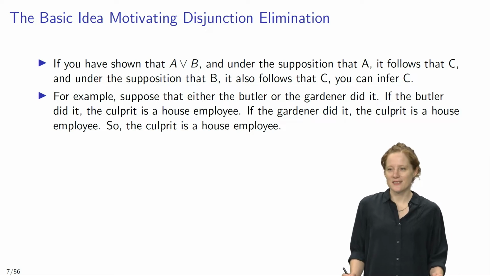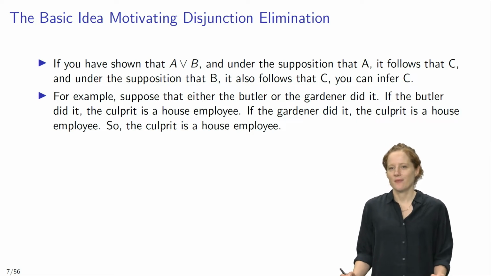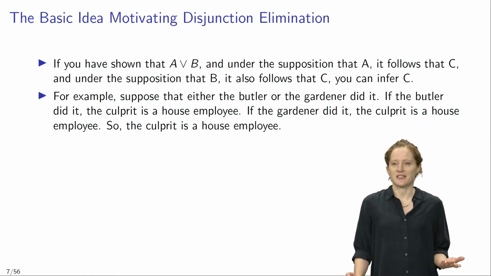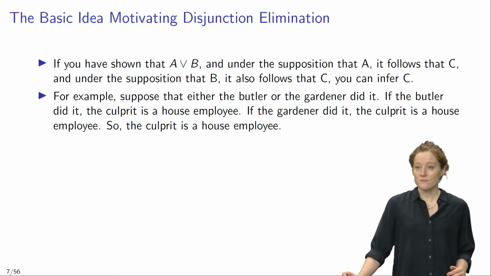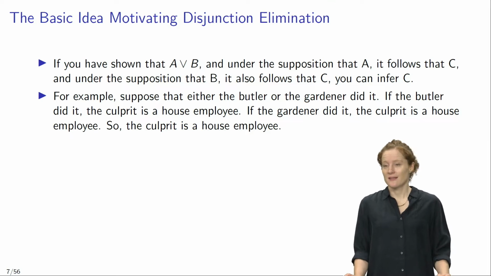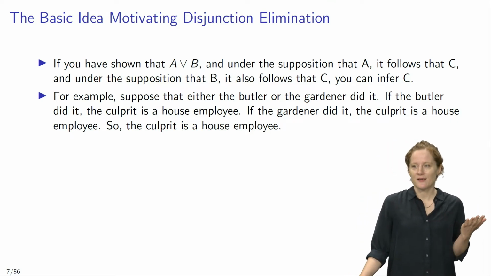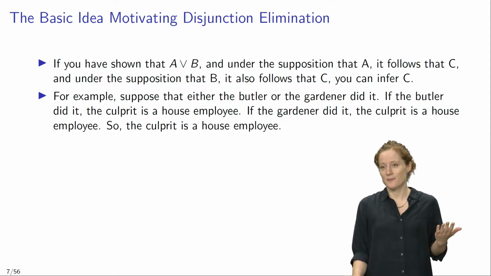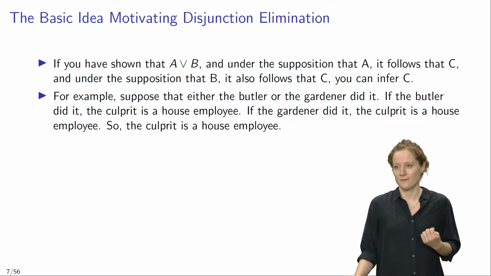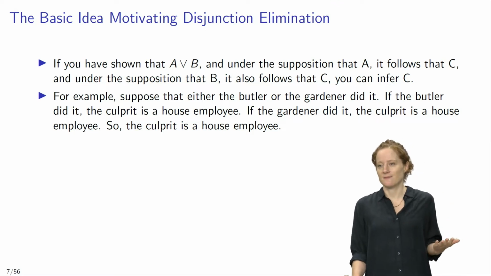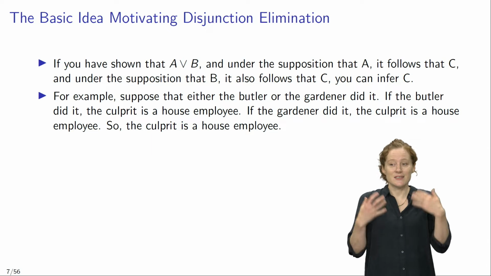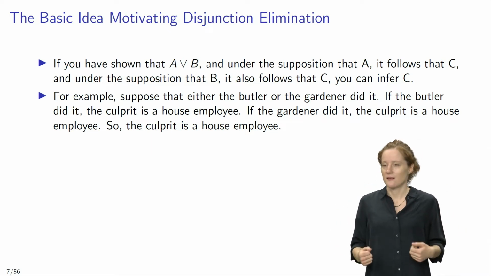Disjunction elimination is somewhat more complicated. The basic idea is this. Suppose you have established a disjunction, say A or B, and suppose furthermore that under the assumption that A, it follows that C, and under the assumption that B, it also follows that C. You can then infer C.